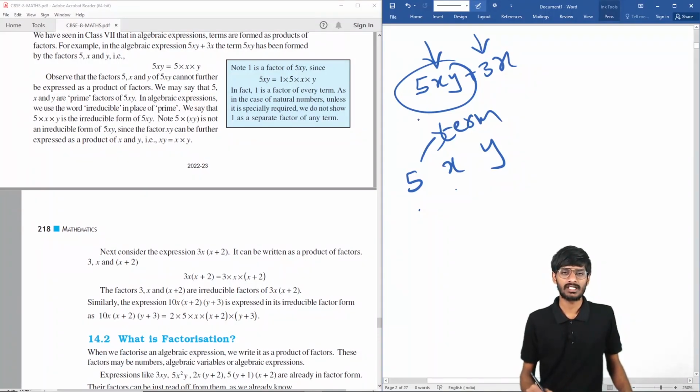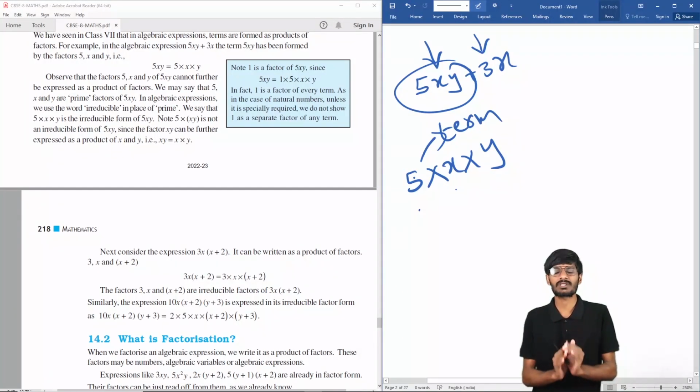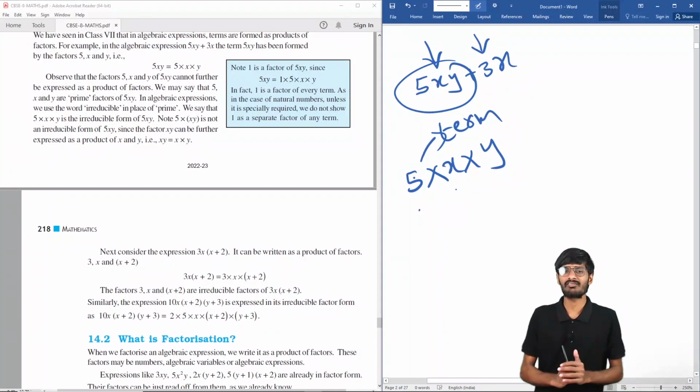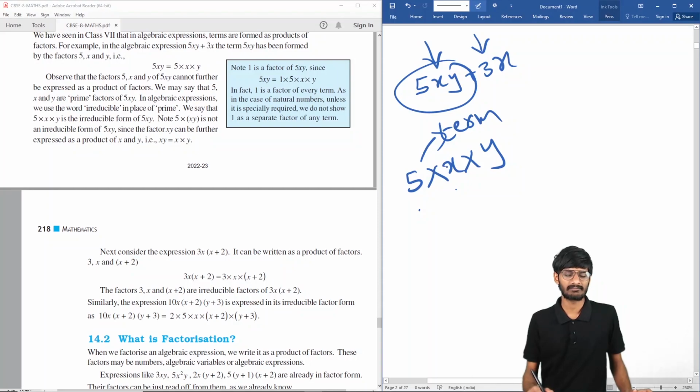So if you see here, it is 5xy. It is expressed as 5 into x into y. That is the only way to express 5xy. There is no other way to express 5xy. Okay, students, so the simplest form is 5xy only. 5, x and y are the factors.